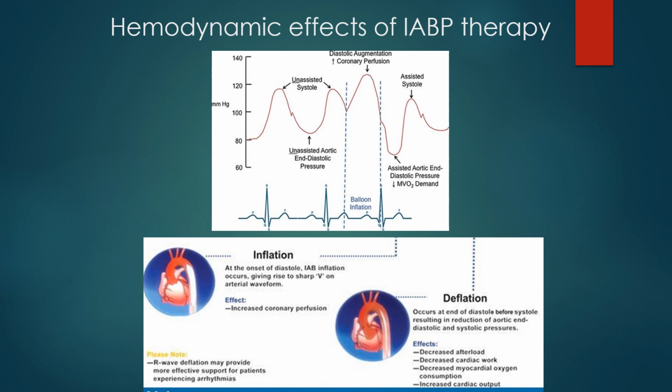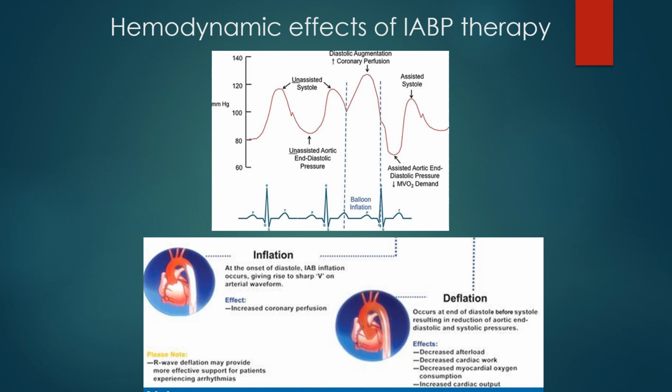So let's look at inflation. Inflation is at the onset of diastole. That's when the heart is filling at rest. And what's happening? The valves are closed, right? It's not trying to push the blood out. So the valves close, the balloon fills up, and the effect that this has is it's going to give us increased coronary artery perfusion, right? So it's going to help push that blood back into the coronary arteries when it inflates.